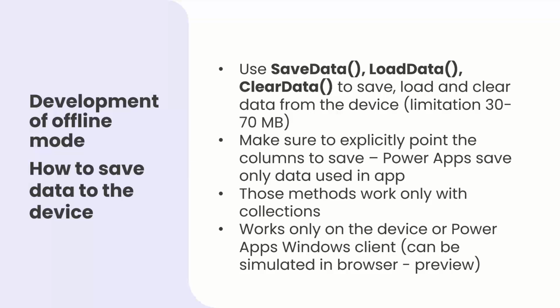And you are doing this when you are preparing the data to be saved on the device and used offline. Please make sure to explicitly point the columns to save. Because if you would not point specific columns, then Power Apps would decide for you which columns you need, and it would save only the data that is currently used in the app. So in the code, there could be some columns missing. You would have to point them explicitly one way or the other.